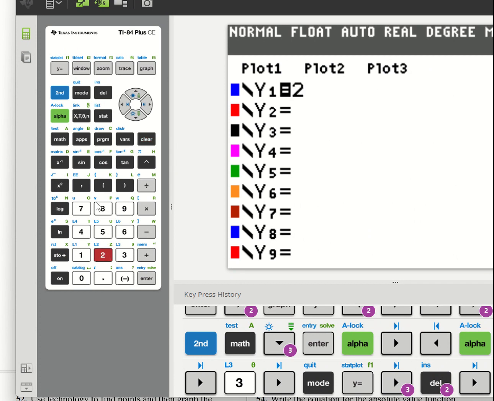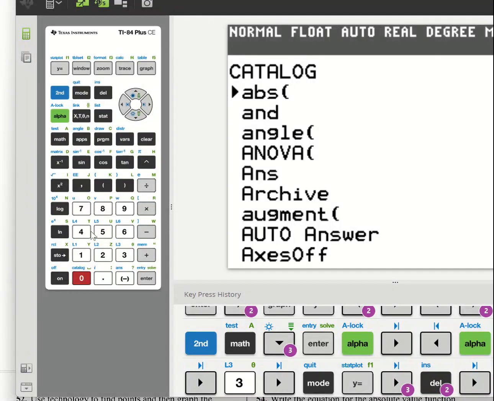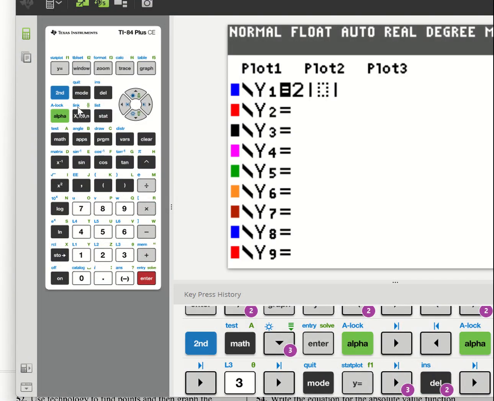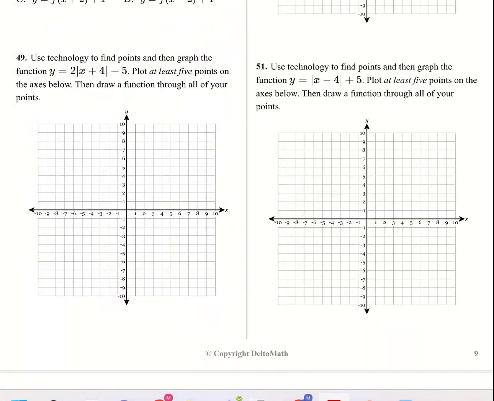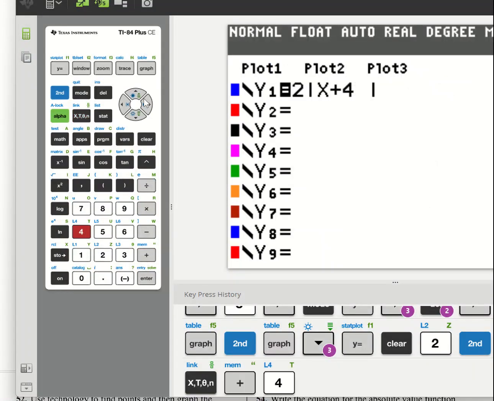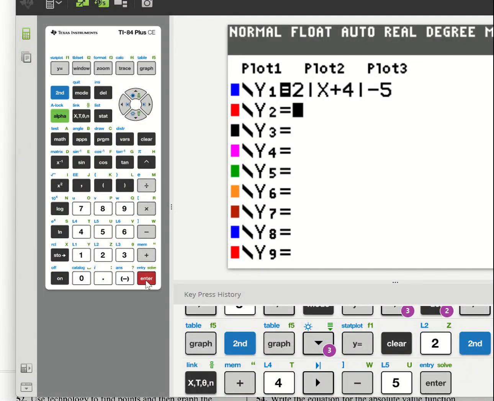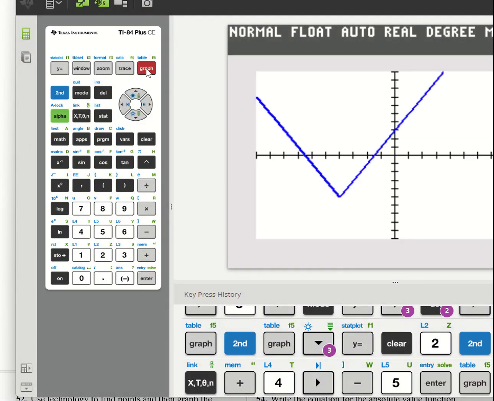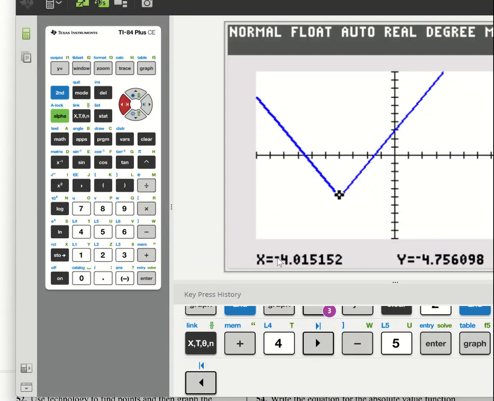So you would do 2, and then to get to absolute value, I'm going to go to second 0. That's my catalog. So absolute value of x, plus 4 minus 5. So when I put that in and I graph it, I'm going to try to find the approximate location of the vertex by scrolling around with my arrows here. And so what you can see is that the approximate location of the vertex, again, that's where it changes direction, is -4, -5.